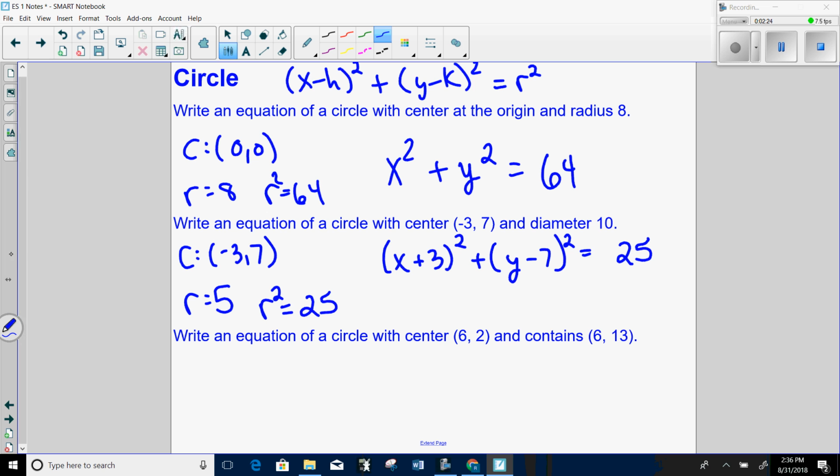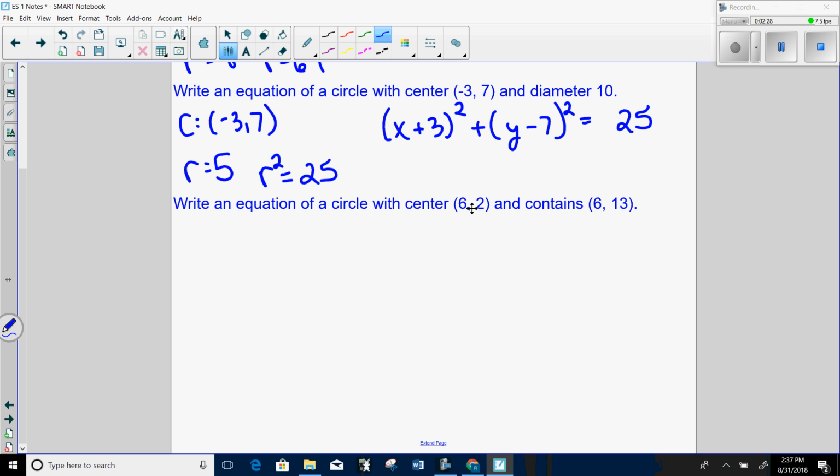Then we look at the last example for the circle. It says write an equation of a circle with the center at (6, 2) and it contains the ordered pair (6, 13). That means you go to the right 6, up 2. There's the center. Then it says it contains (6, 13), which means (6, 13) is on your circle. So I go to the right 6, up 13. There's my point. Then you just draw a sketch of a circle.